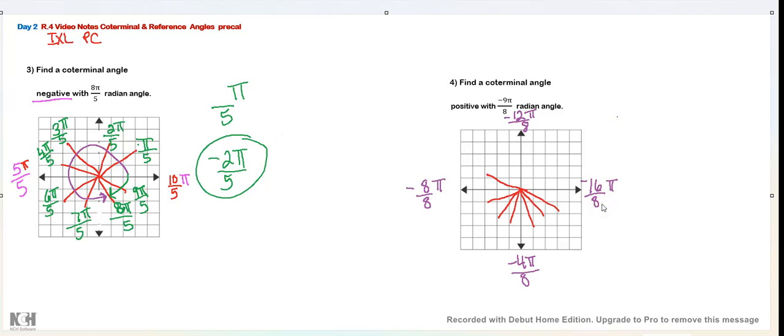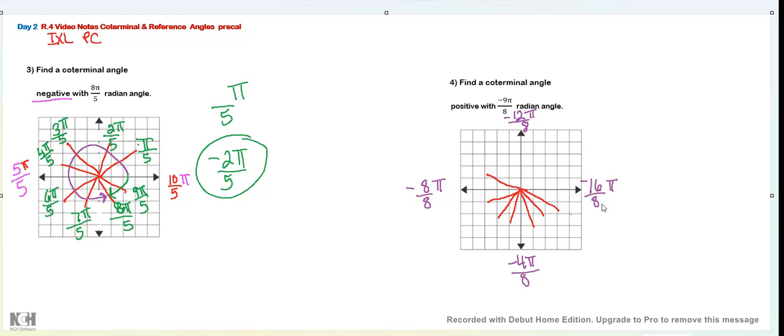Okay, for the next one, we need to find a coterminal angle that's positive with the negative 9/8 pi, or 9 pi over 8. Now it's negative, so I marked it. We're moving clockwise. All the way to 1 pi, it's going to be a negative 8/8. That's the same thing as 1 pi, so I just renamed it in terms of eighths. So half of that, which is half of a pi, is going to be down here, negative 4/8 pi. So that's half of it. And each quadrant I have divided up so nicely into 4 pieces.